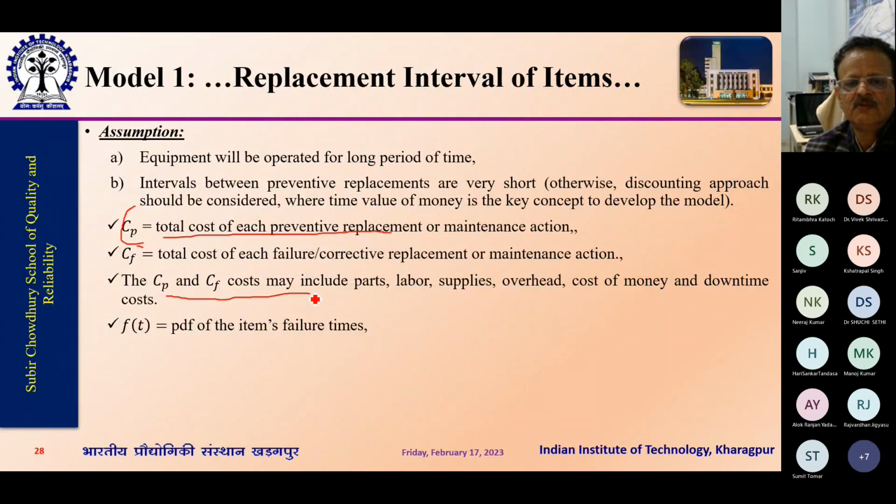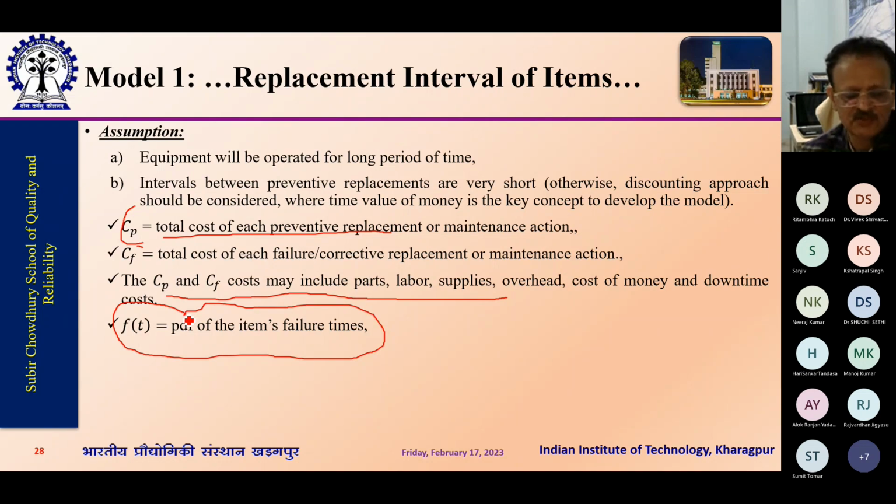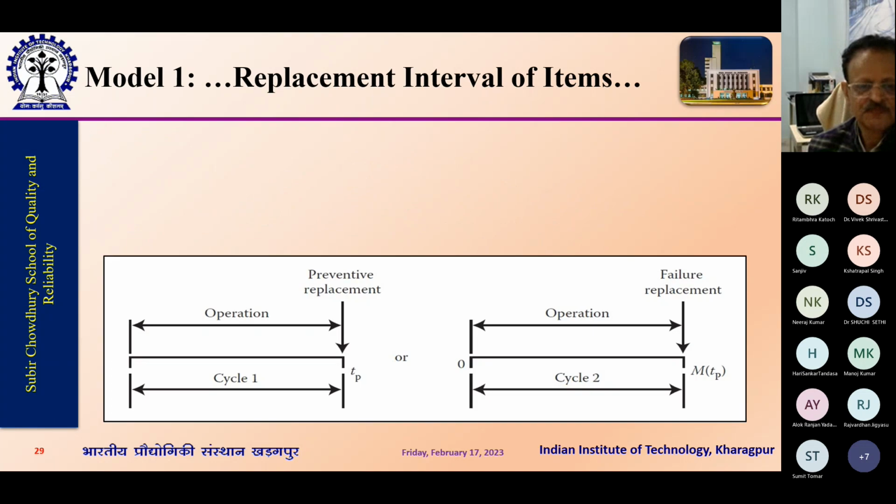So these costs may include parts, supplies, labor, overhead, and many other costs one can incorporate in the event. Since we are dealing with probabilistic models, the failure distribution of the item should have been modeled based on past experience or past data. There could be two possibilities while modeling this problem. One is that we replace at TP and no failure occurs in this interval. It's a good cycle: nothing has happened, we replace it faithfully, and we were well prepared.